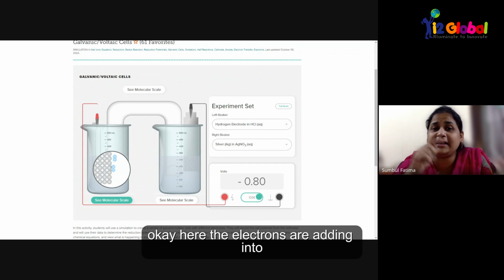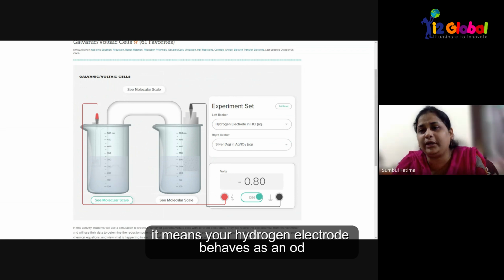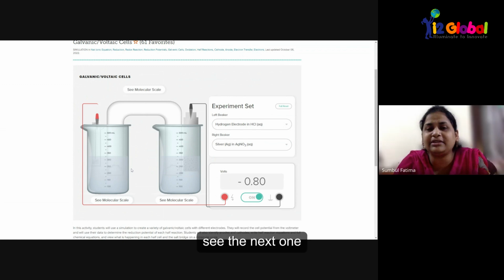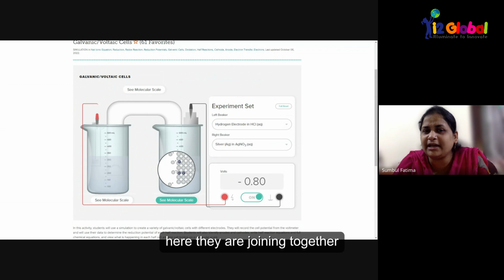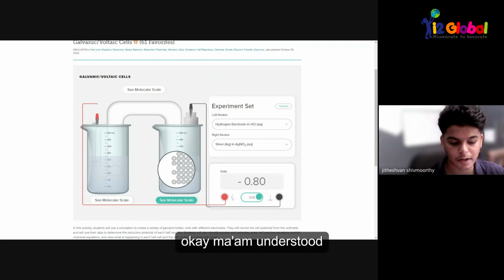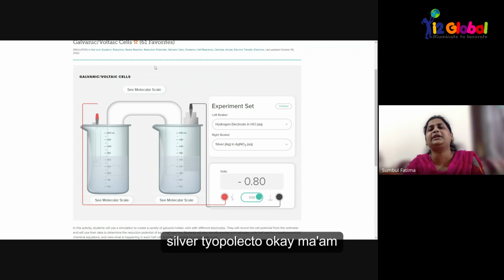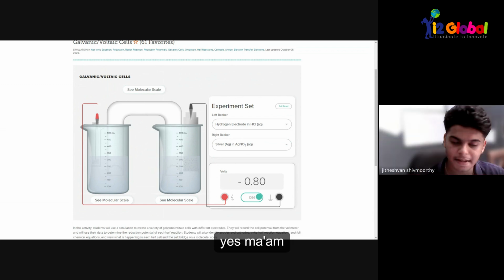Now see their molecular scales also. Here the electrons are adding into it. It means your hydrogen electrode behaves as anode here, and behaves as cathode here. Yes, ma'am. See the next one. Here they are joining together. It means they are behaving as anode. Understood? Yes, ma'am. And it will have a fixed value of minus 0.80 whenever you are taking hydrogen or silver type of electrode. Understood? Yes, ma'am, I understood.